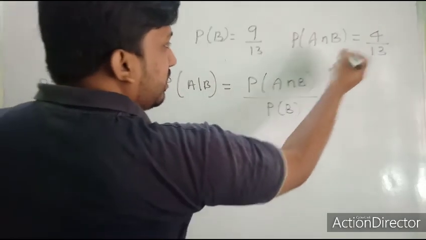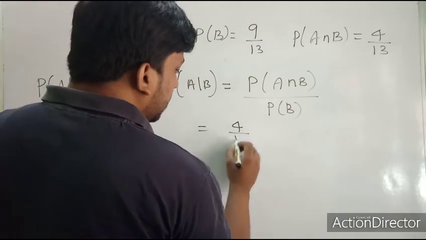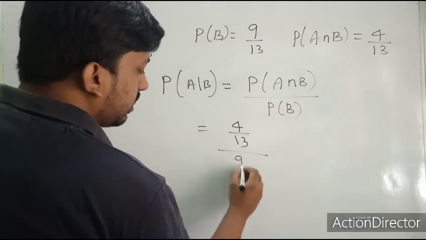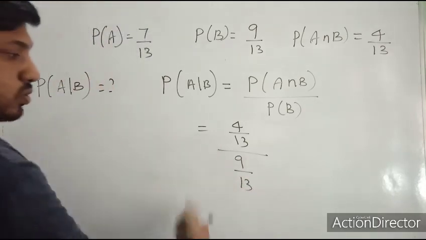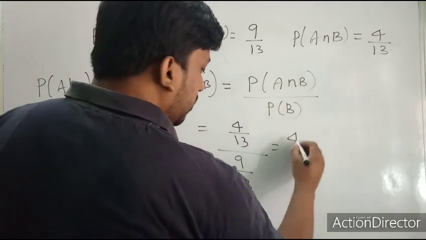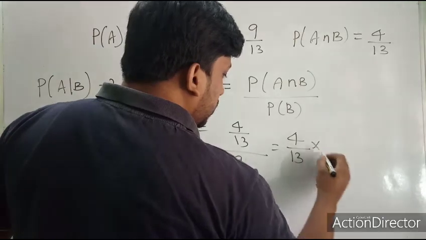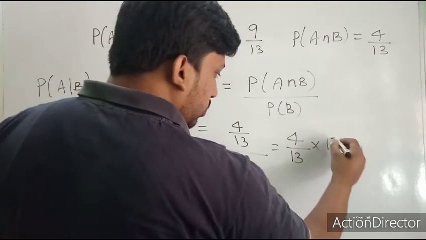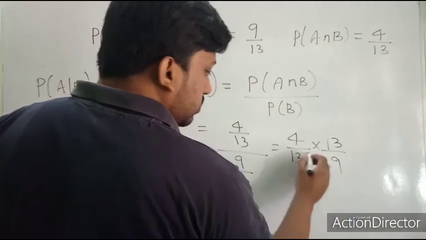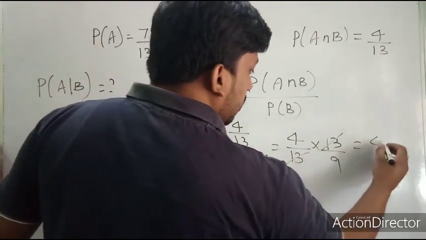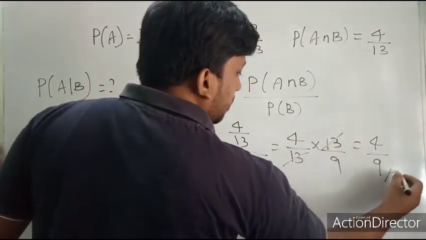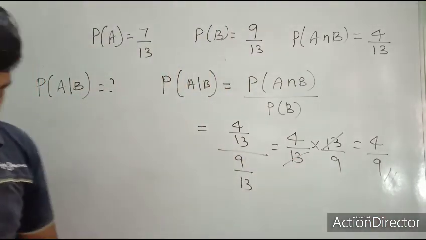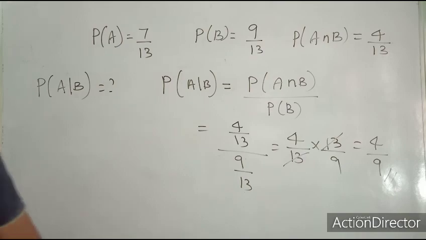What is P of A intersection B? It is given as 4/13, divided by P of B, which is given as 9/13. So solving this, what will you get? 4/13 into, when the denominator goes up it becomes the reciprocal, right? So that becomes 13/9. The 13 gets cancelled, and we get 4/9. This is the probability of A given B, that is 4/9. So this is the solution we have.